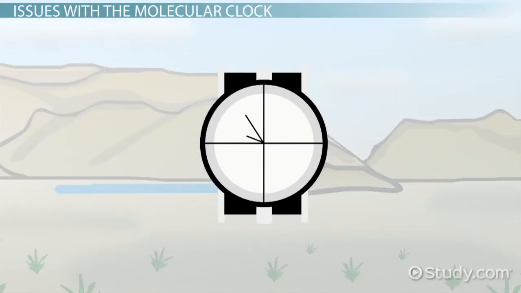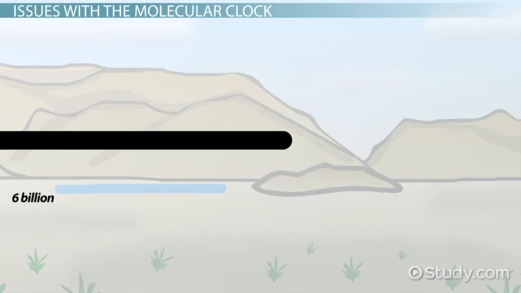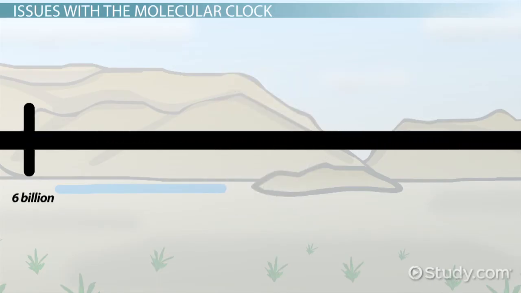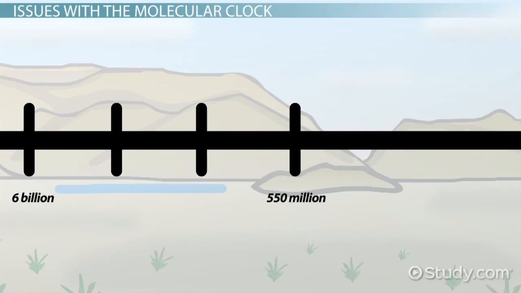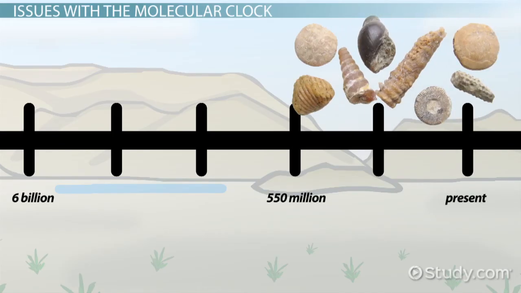Even when calibrated, estimates from molecular clocks can be problematic because our fossil record only goes back about 550 million years ago. However, molecular clocks are used to date evolutionary events that occurred over 1 billion years ago and even farther back than that. Scientists assume that the clocks have been constant for that entire time, but that's a big assumption.